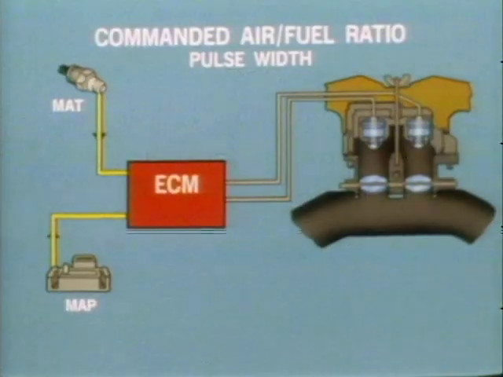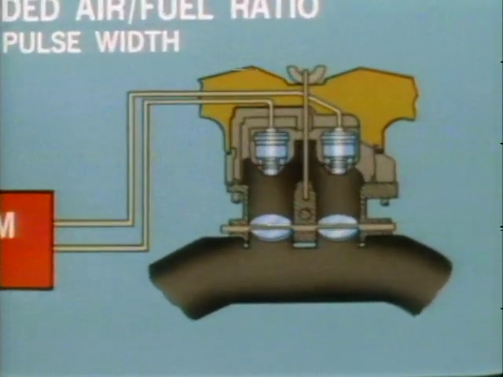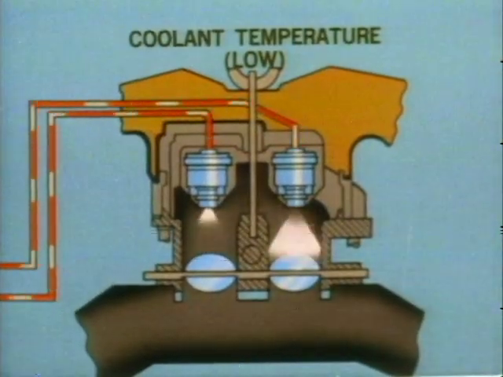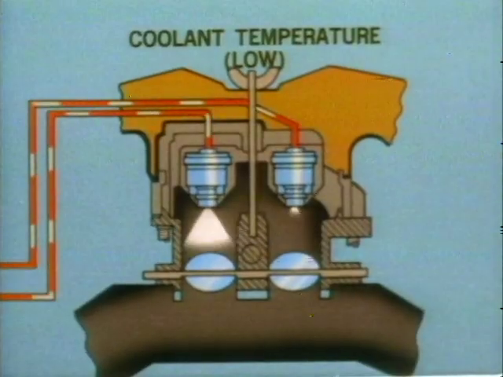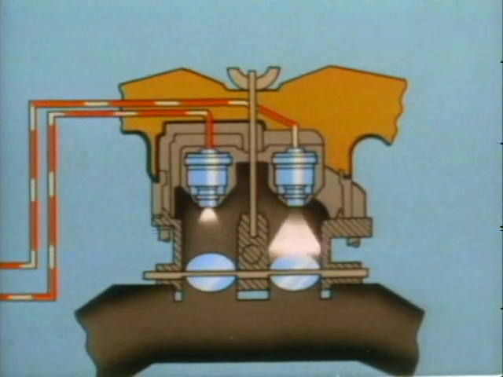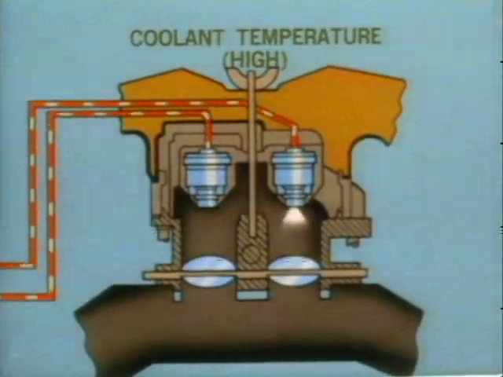The commanded air-fuel ratio is affected by coolant temperature, as well as changes in engine load. At low coolant temperatures, additional fuel is provided during engine cranking and warm-up. This acts similar to the choke system on a carbureted engine. At higher coolant temperatures, when less fuel is needed, the pulse width is shortened.